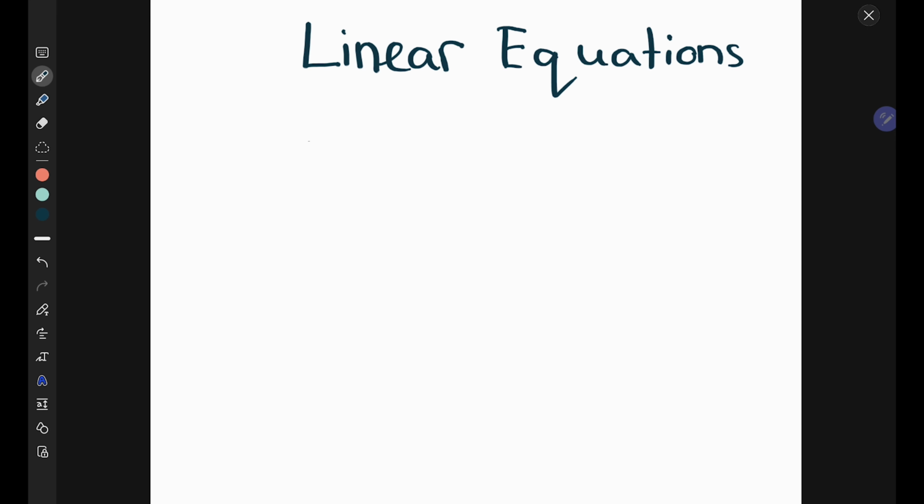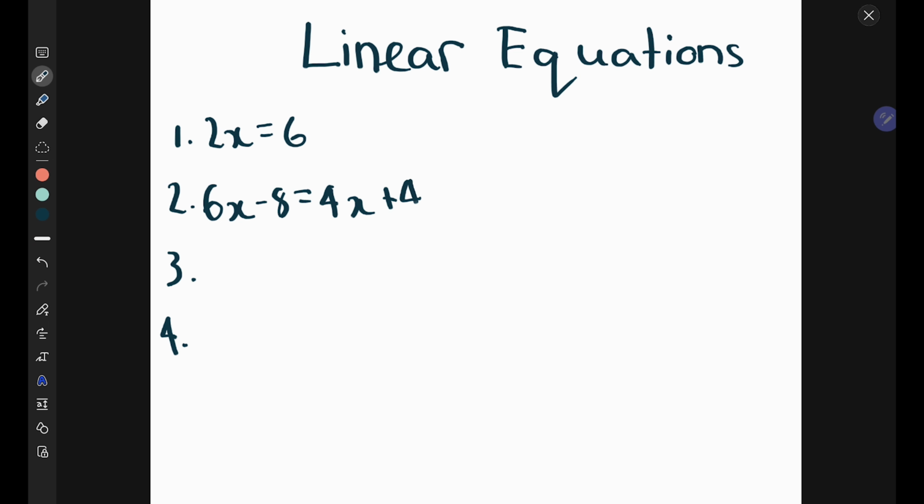Done. Okay, now let's get started. So I'm gonna write a few questions and I want you guys to solve them with me. Or if you want, you can solve them and then I'll go through the answers. So we're gonna have 2x equals 6, very simple. Then we're gonna have a bit harder, 6x minus 8 equals 4x plus 4.